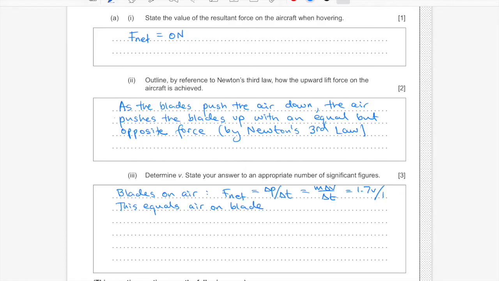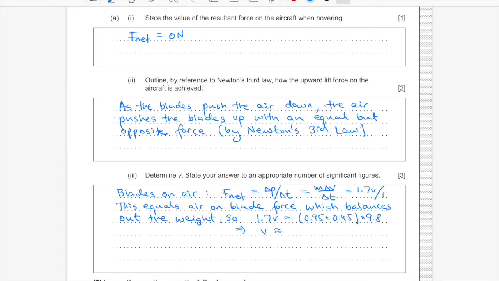Now this force on the air equals the force on the blades, as we have just described. So there's this push going up on the drone, and that has to balance out the weight of the drone. So we can put this expression equal to the total weight of the drone. The total weight is the total mass of everything times g, and always use 9.8 unless otherwise specified.